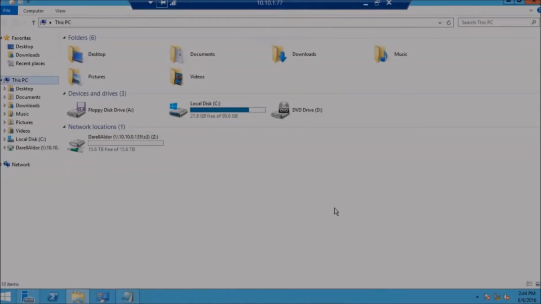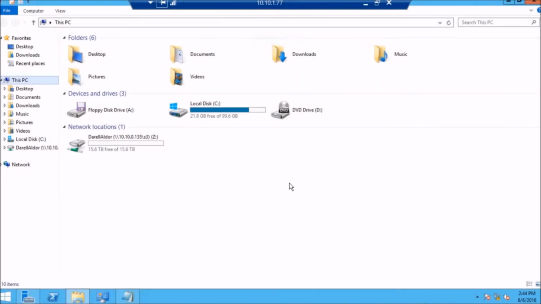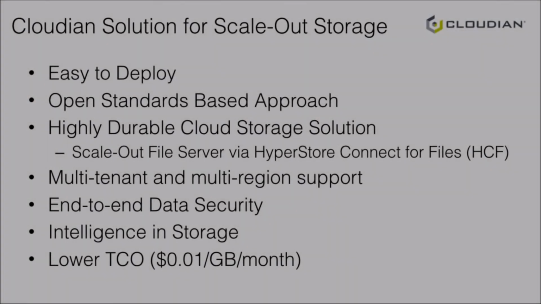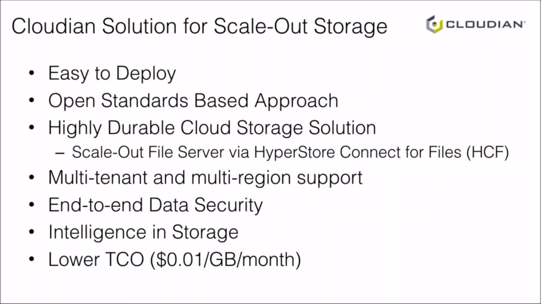So there you have it in terms of what we have as a solution. Let's do a real quick recap of what we provide as a Cloudian solution. The Cloudian solution for scale storage is very easy to deploy. It's an open standards-based approach, meaning that we are S3 compatible, we are S3 native. We guarantee that anything you want to do on Amazon S3, you can also do on our storage as well.